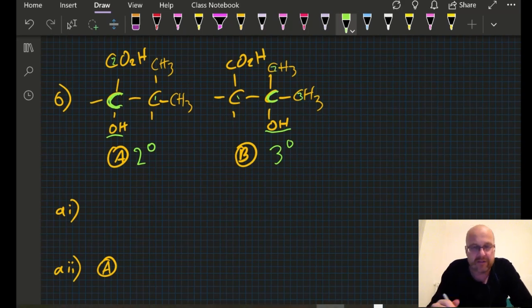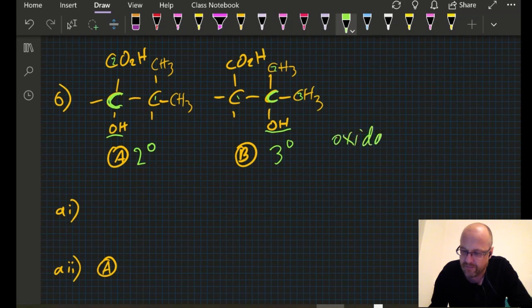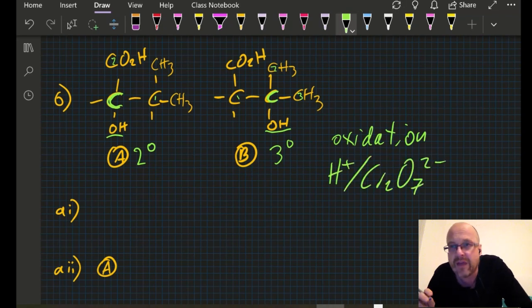You can oxidize primary and secondary alcohols, but you can't oxidize tertiary alcohols with acidified dichromate. So deduce the type of chemical reaction and the reagents. The chemical reaction is oxidation, and the reagent is acidified dichromate solution. If they want to know any more than that, colour changes and whatnot, let's have a look.